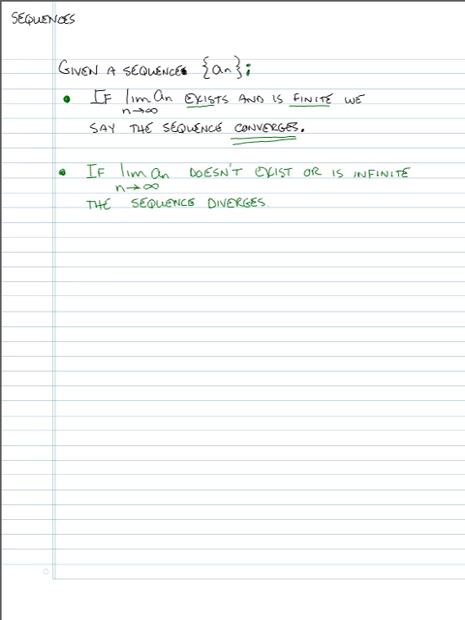On the other hand, if the limit of the terms as n approaches infinity doesn't exist or is infinite, positive infinity or negative infinity, then we say the sequence diverges. So a divergent sequence is one in which the limit of the terms doesn't exist or is infinite.